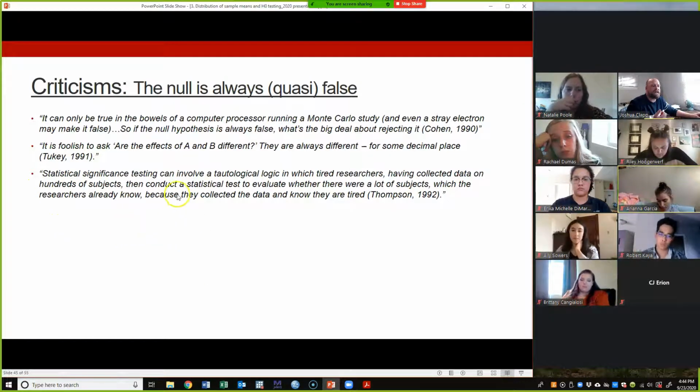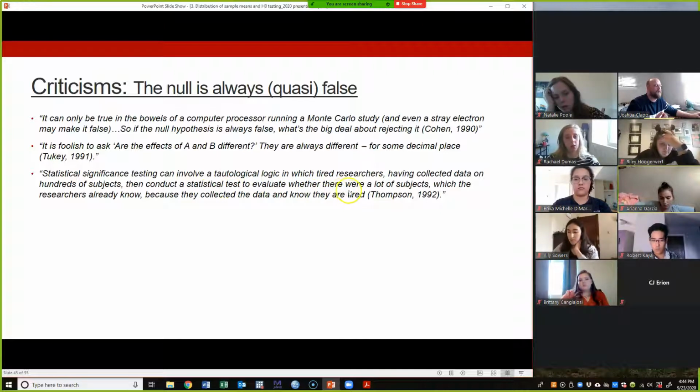Statistical significance testing can involve a tautological logic in which tired researchers, having collected data on hundreds of subjects, then conduct a statistical test to evaluate whether there were a lot of subjects, which the researchers already know because they've collected the data and are tired. Again, Rachel nodded her head.